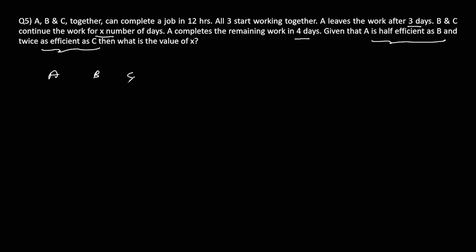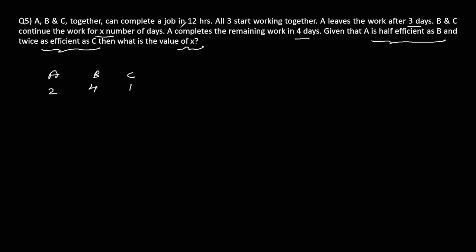I wish to avoid the fractions. So instead of taking 2, let me take 4. If I take 4 over here, I'll get 2 over here and 1 over here. You can check once again: A is half as efficient as B, so A will be half of B, and B is twice as efficient as C, so C into 2 will give you the value of B. Then what is the value of X?